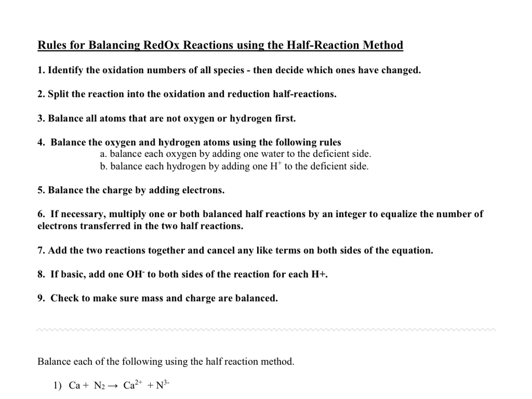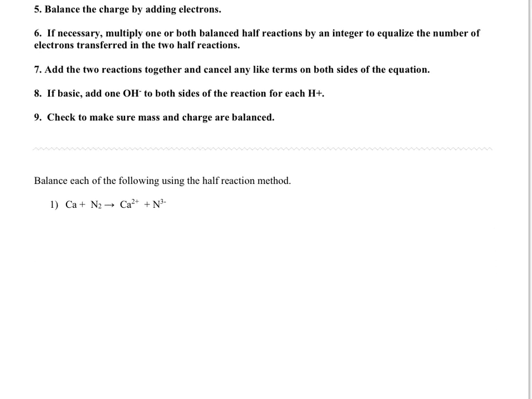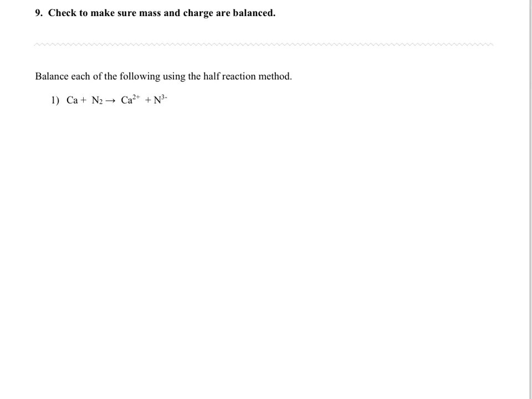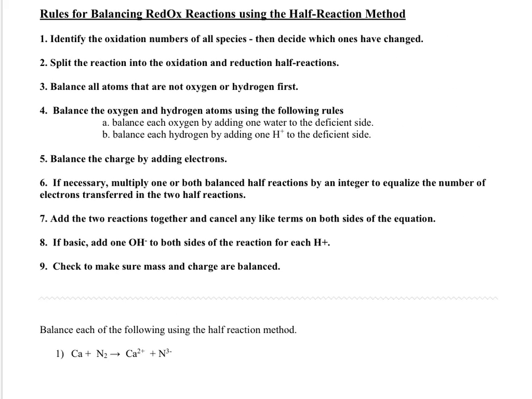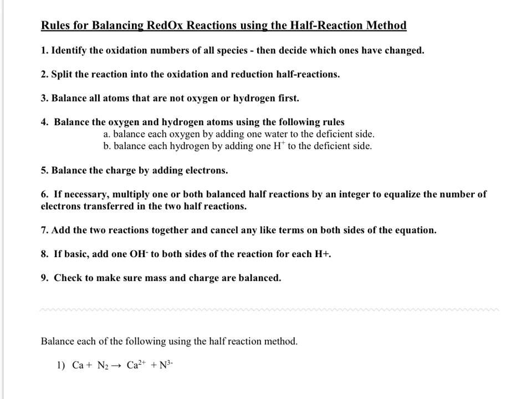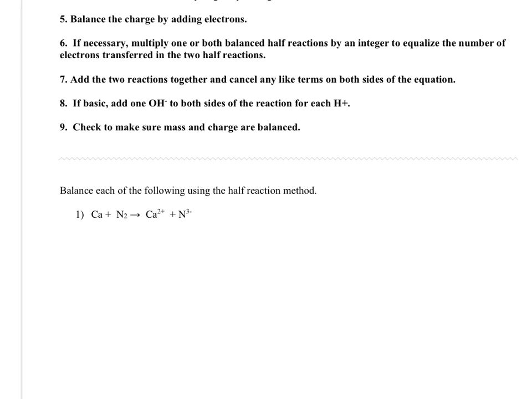So let's start with the first one here. It says Ca plus N2 yields Ca2+ plus N3-. Let's look at the first rule. The first step says identify the oxidation numbers of all species, then decide which ones have changed, which ones were oxidized, which one reduced. So we've done this before.